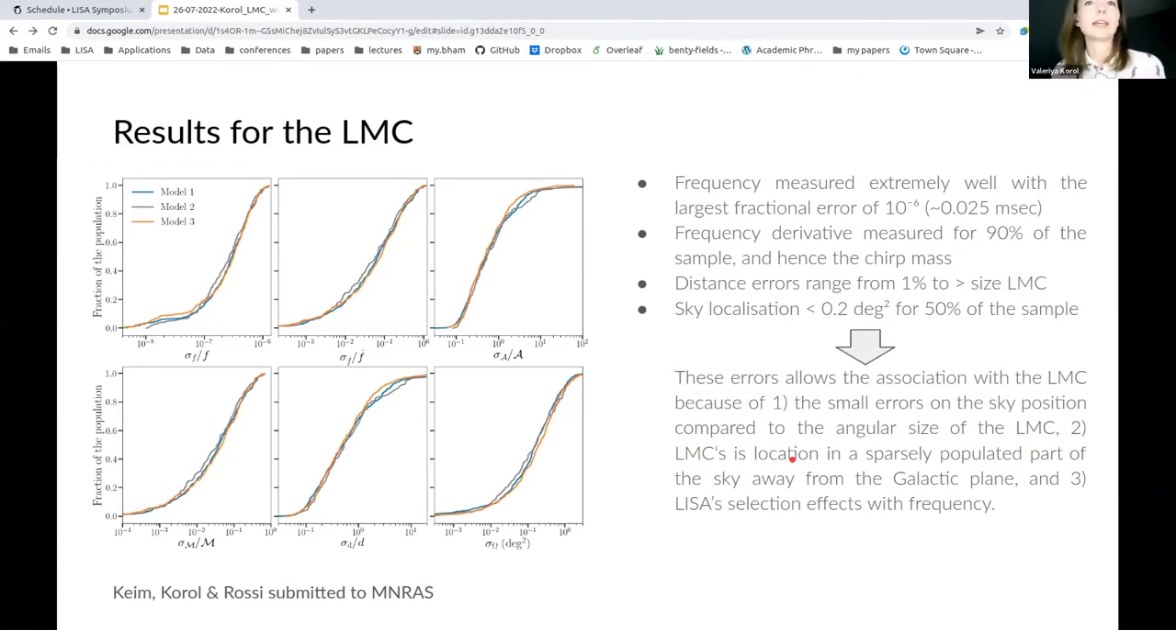So I have a slide on the error bars that I had to skip, but basically the sky localization will be sub-square-degree, so actually that's smaller than the LMC itself. So we will be able to say that those binaries are there. And in addition, the LMC also sits in a quiet, not populated part of the sky, so that also helps to associate them. I don't remember Athena's field of view, but I hope the LISA errors may not be so bad for the synergies. That's really cool.